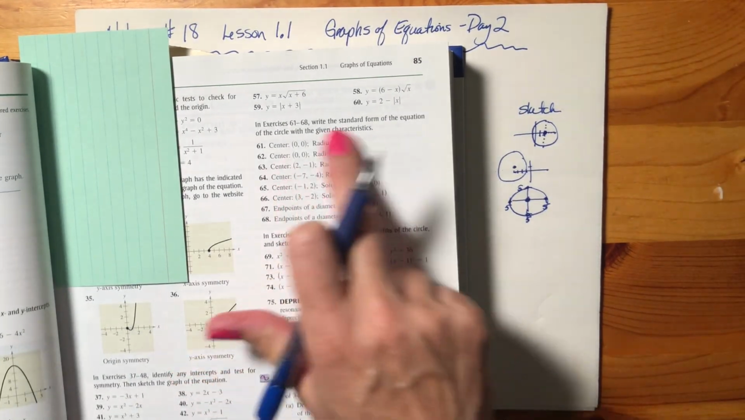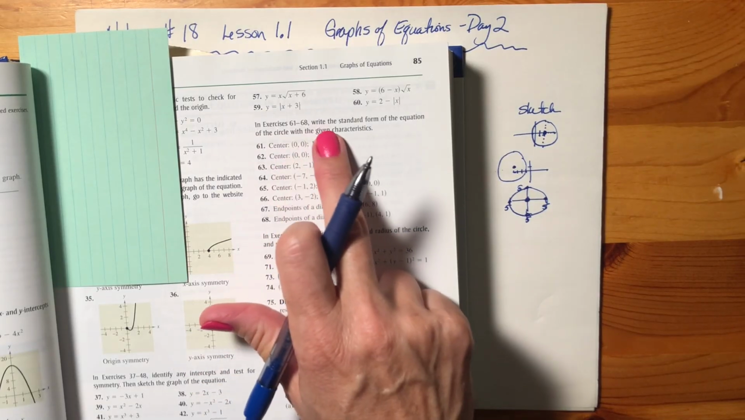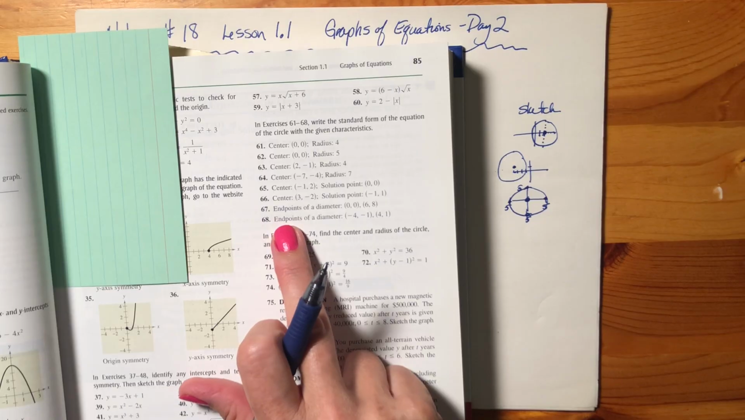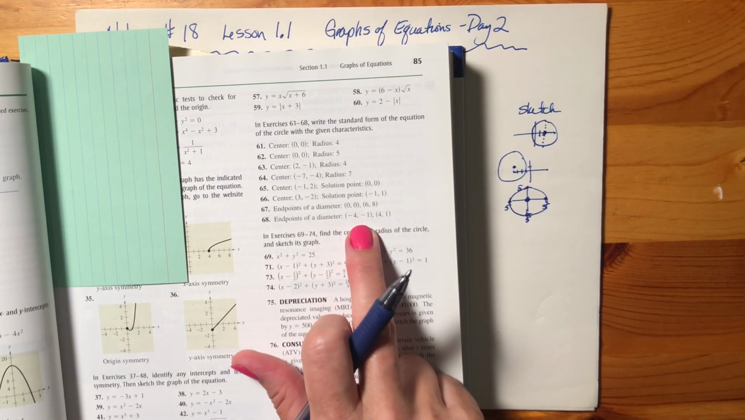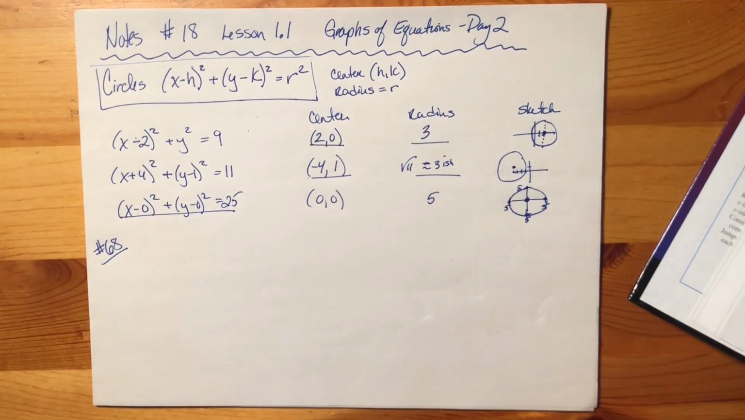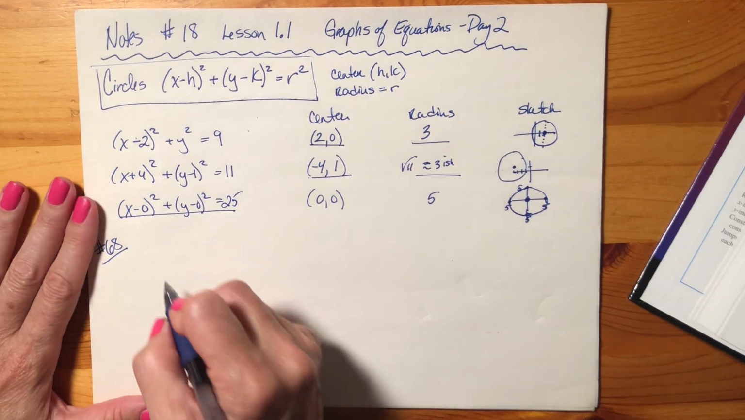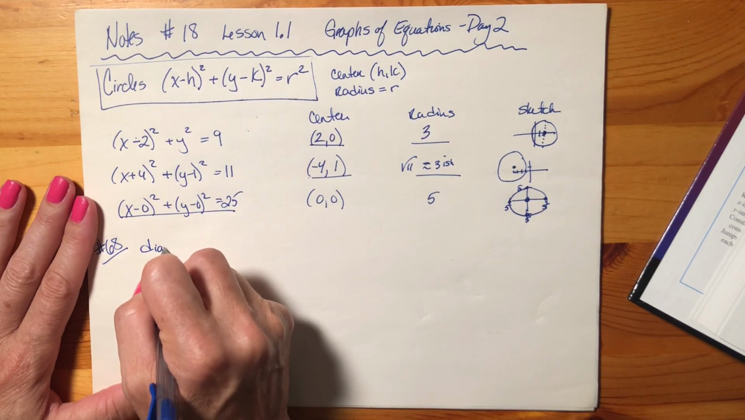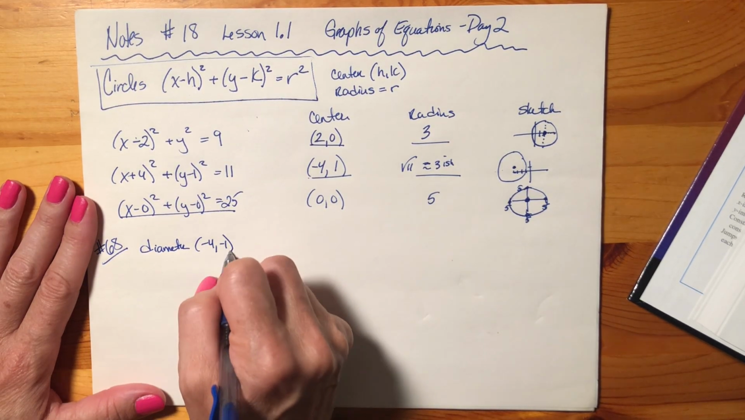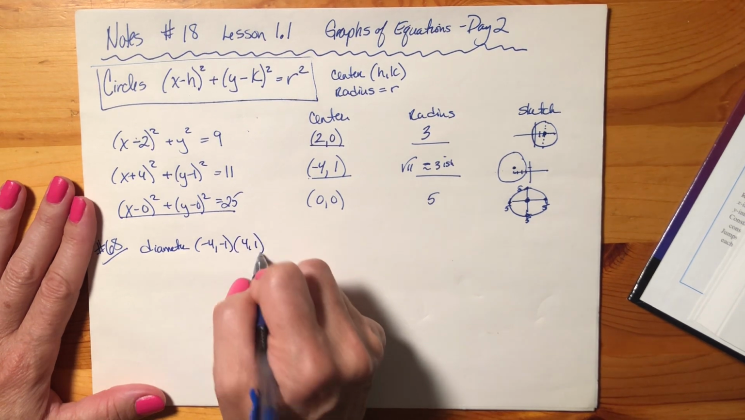Here we're talking about standard form. It says write the standard form of the equation of the circle with the given characteristics. It says the endpoints of the diameter have the coordinates negative 4, negative 1, and 4, 1. Interesting. Okay. So let's see, my diameter has the endpoints negative 4, negative 1, and 4, 1.